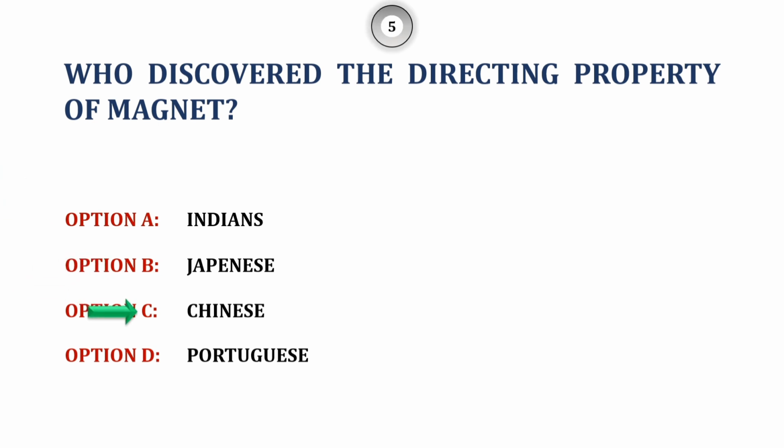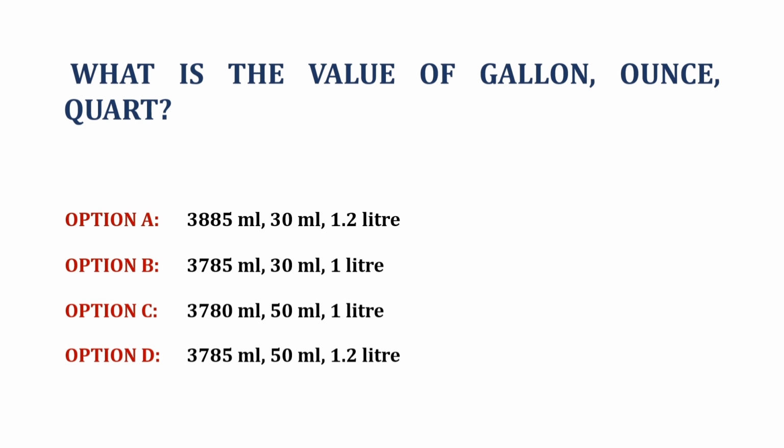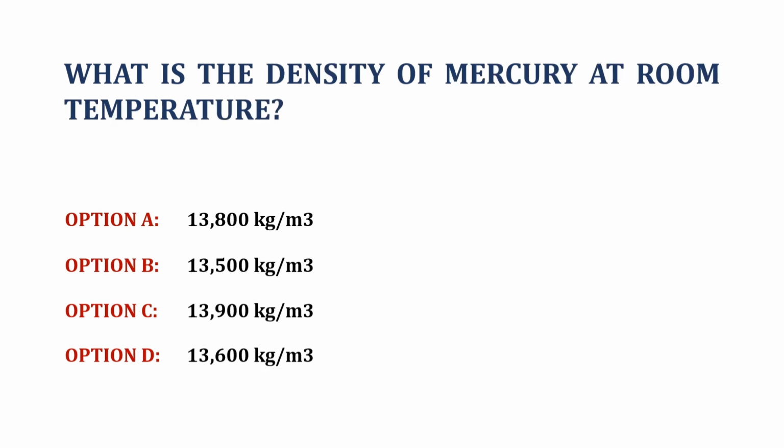Who discovered the directing property of magnet? Option C, Chinese. What is the value of gallon, ounce, and quart? Option B, 3785 ml, 30 ml, 1 liter. What is the density of mercury at room temperature? Option D, 13,600 kilogram per meter cube.